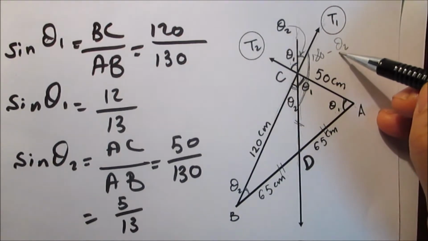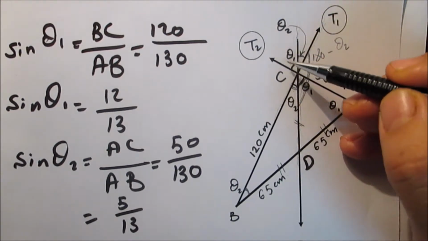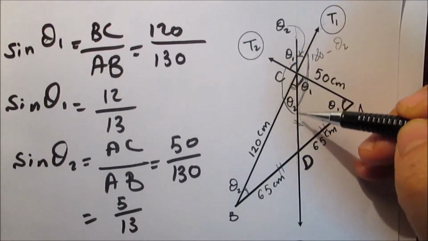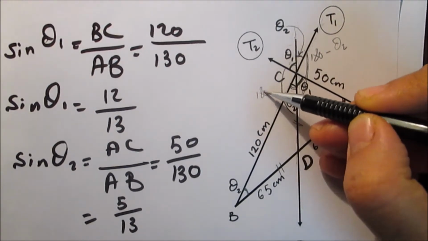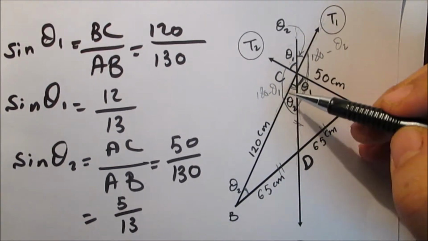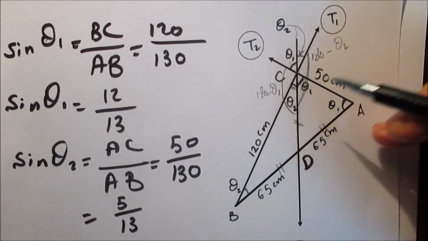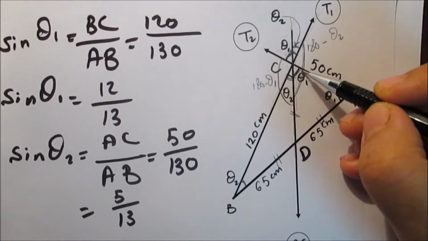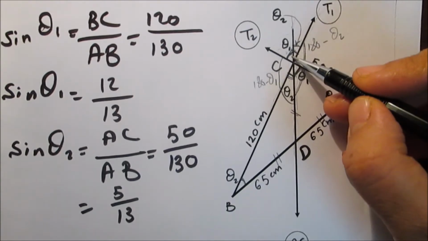Sine of 180 minus theta 2 equals sine theta 2. Similarly, the angle between T2 and the vertical weight is 180 minus theta 1, and sine of 180 minus theta 1 equals sine theta 1. The angle between T1 and T2 is this angle. These two angles are equal because they are vertically opposite angles, so this is a right angle.